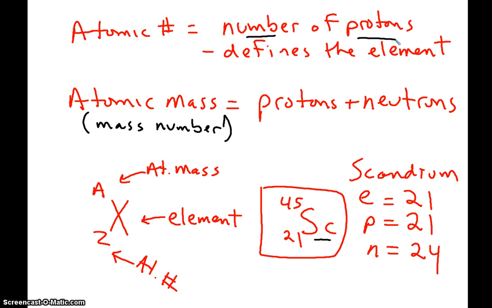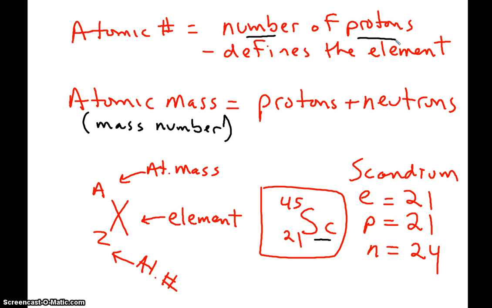The atomic mass, or the mass number, is the number of protons and neutrons. And the same element sometimes can have different atomic masses, and later on we'll talk about isotopes. But for right now, just know that the mass number, the atomic mass, is the number of protons and neutrons.